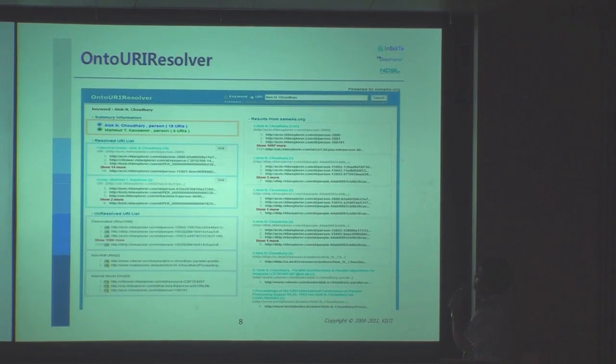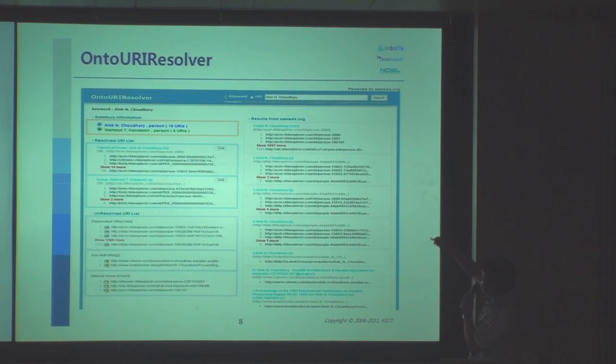This is the essence of the ontology resolver. The left-hand side figure shows the result of our ontology algorithm, and the right-hand side figure is the result from sameAs.org. In the sameAs result, sameAs.org provides some groups, but they did not merge them, just one group like this.